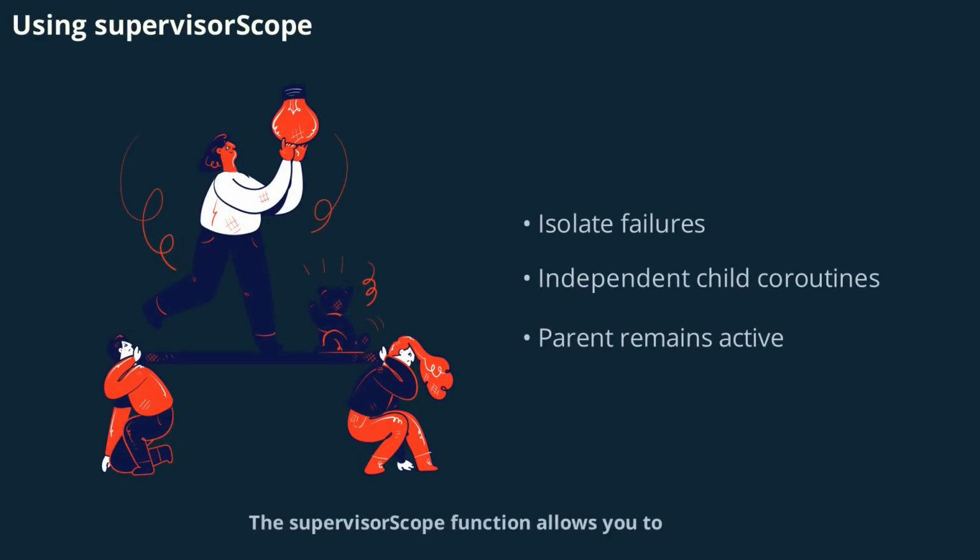The supervisor scope function allows you to handle failures of child coroutines independently. If one child coroutine fails, it does not cancel the other child coroutines or the parent. This is especially useful when you want to isolate failures and ensure that one error doesn't bring down the entire operation.